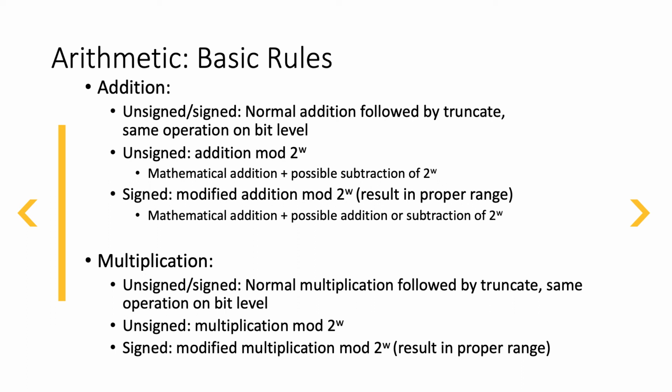With multiplication, for both unsigned and signed, it's a normal multiplication followed by the truncation, so the same operation on the bit level. For the unsigned, it's a modular arithmetic thing. It's the product of the multiplication, mod 2 to the w. For signed, it's the modified multiplication mod 2 to the w, right? It results in the proper range, but it's a little bit modified because remember, those higher order w bits might be a little bit different than we get with an unsigned multiplication. But once we truncate those, once we chop those off, those lower bits are going to be the same. So when all is said and done, it ends up looking the same.